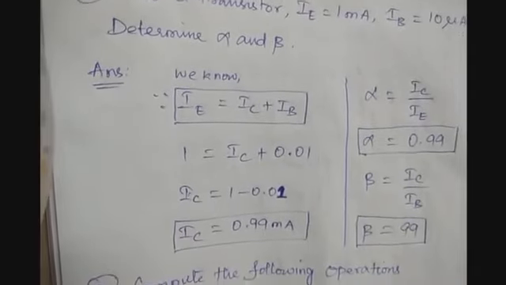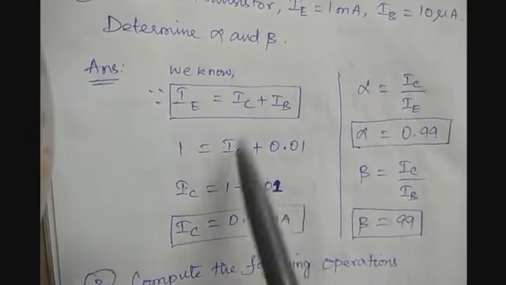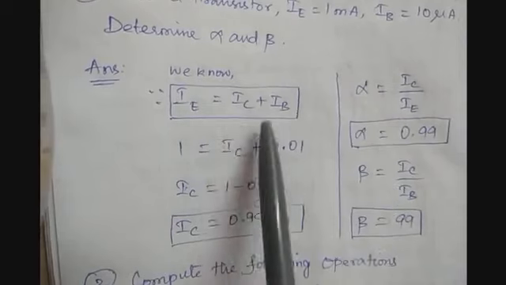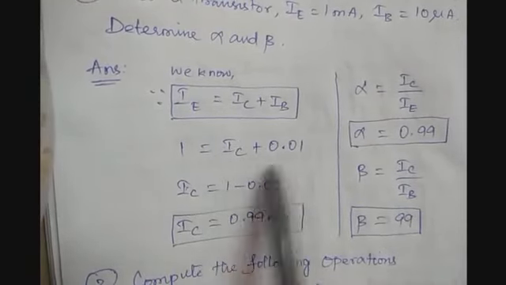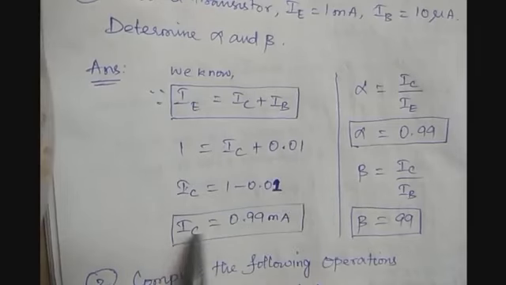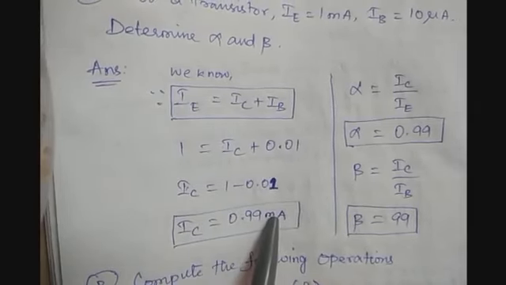So we know IE equals IC plus IB. So from this, the IE value is given, and the IB value is also given. After simplifying we will get the IC value, that is 0.99 milliamps.